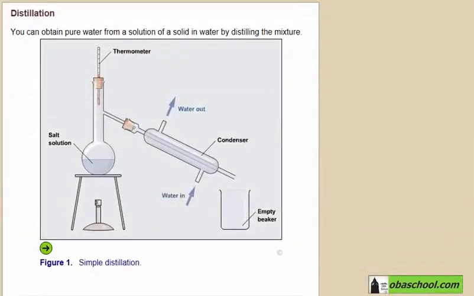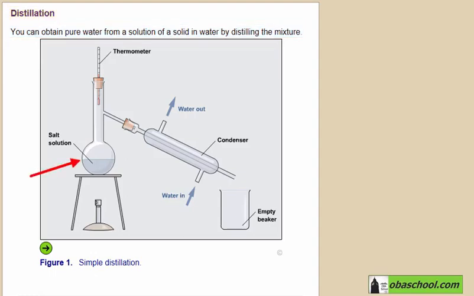In this animation, we will describe distillation. You can obtain pure water from a solution of a solid in water by distilling the mixture. The first type of distillation is simple distillation.